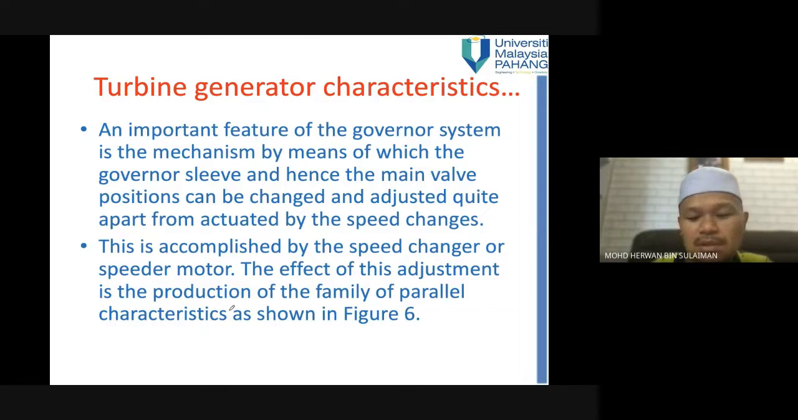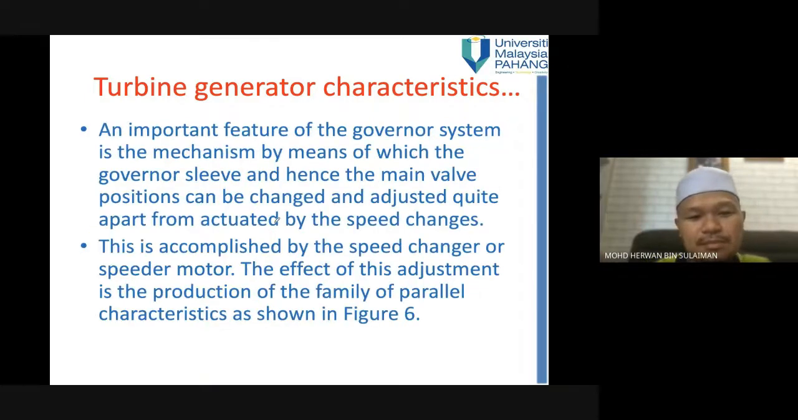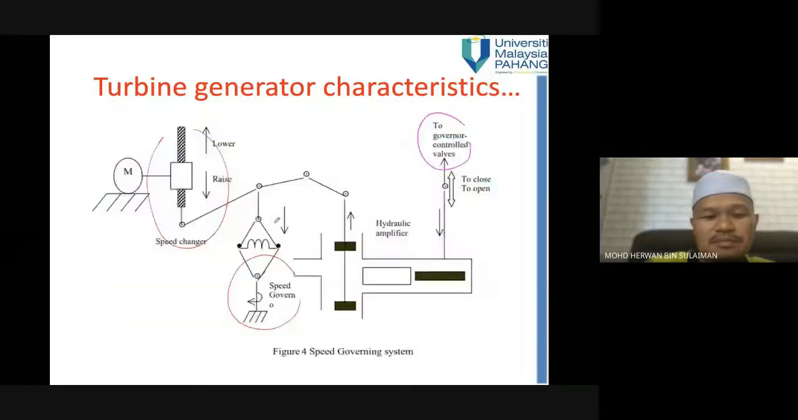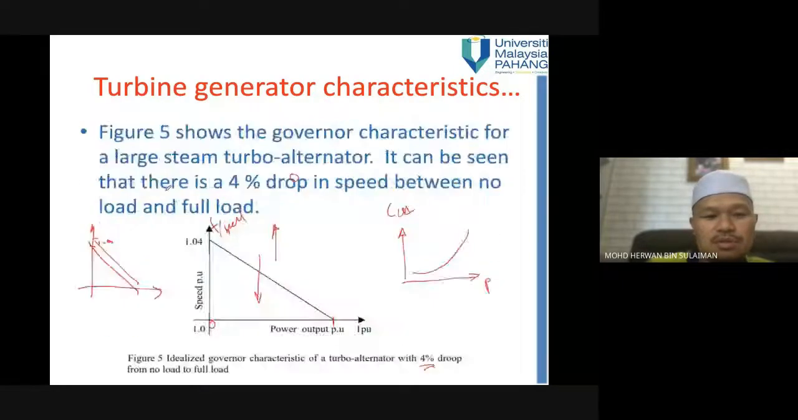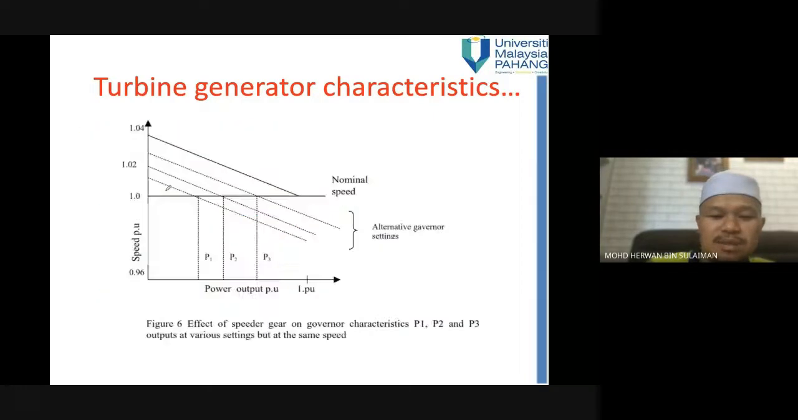Okay, an important feature of governing system is the mechanism by means of which the governor sleeve and hence the main valve position can be changed. So basically, you can bring this figure up to down lah, bawah ke atas to control. Okay, this is accomplished by the speed changer or speed motor ni lah kat sini. Speed changer ni yang control, yang mana the effect of the adjustment production family is parallel. Dia akan parallel macam ni.